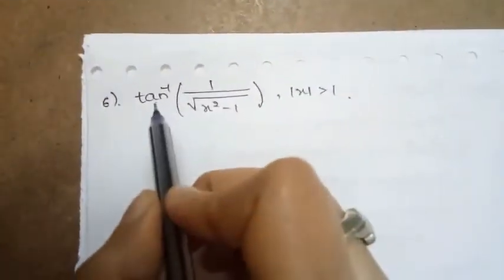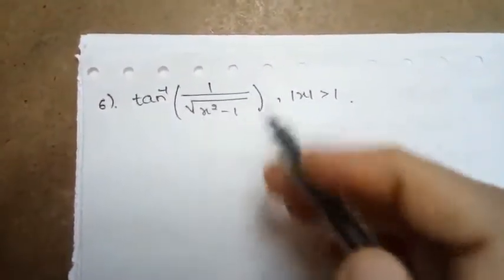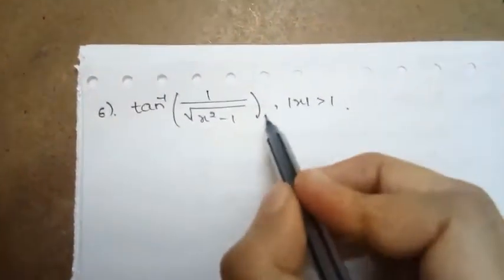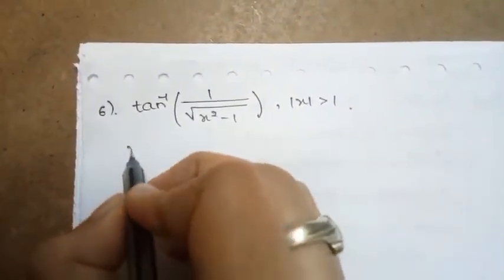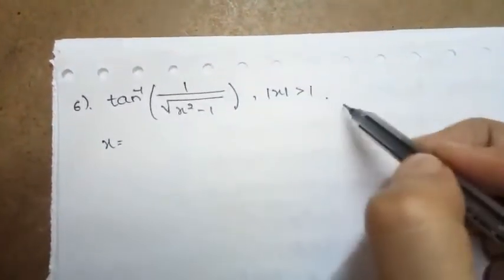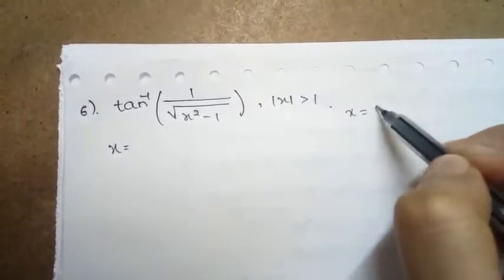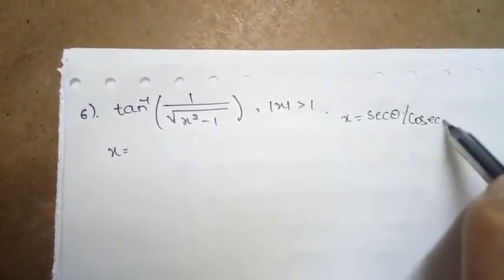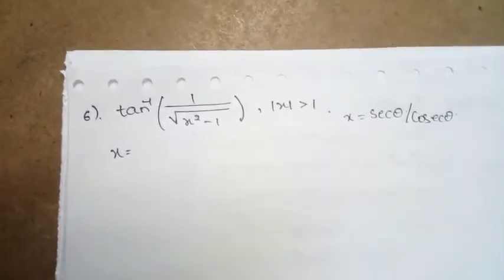So the next question is tan inverse of 1 by square root of x square minus 1, where mod x is greater than 1. While dealing with this question, again in the beginning we need a substitution. What value are we going to take for x? Here we take x as either secant theta or cosecant theta. Which is suitable, we need to guess.